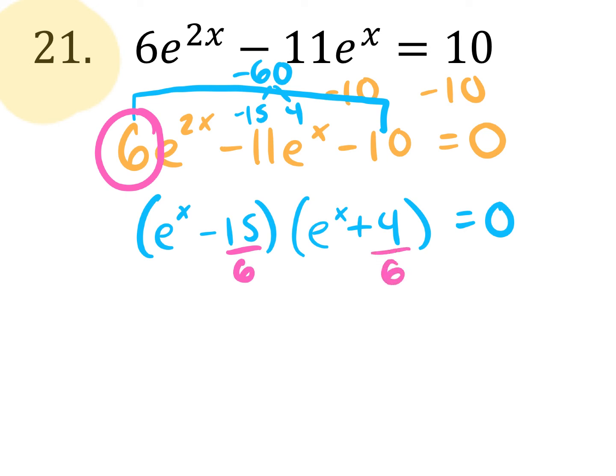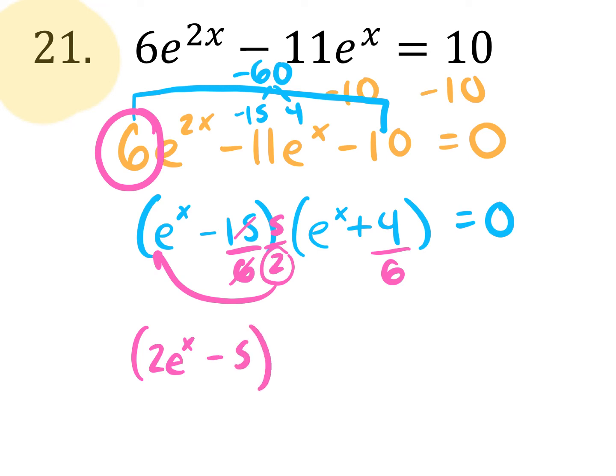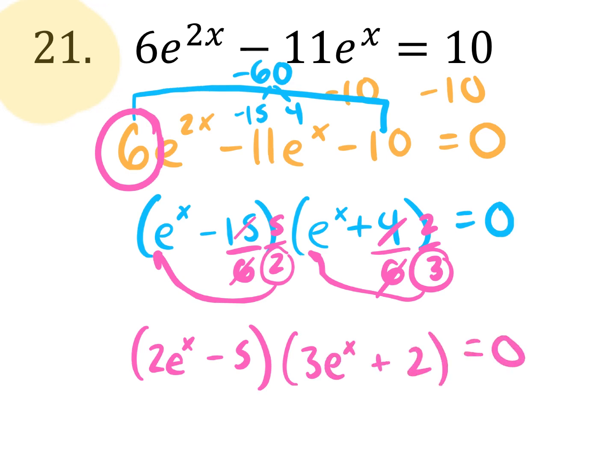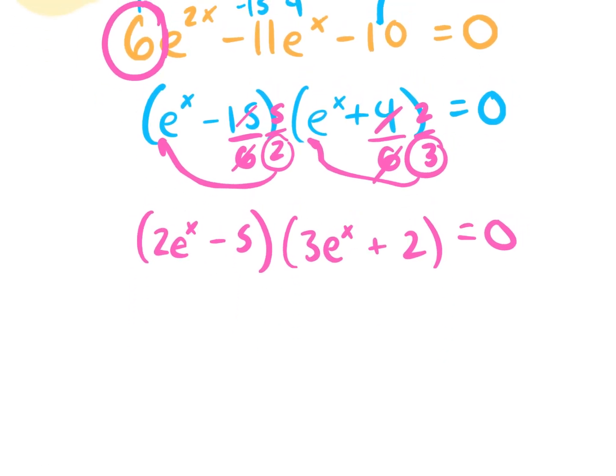We can simplify these fractions. So 15 over 6, we can divide them both by 3. So that would be 5 over 2. And I can move the 2 in front of the e. So that would be 2 e to the power of x minus 5. 4 over 6, we can divide them both by 2. So that would be 2 over 3. Move the 3 in front. So that would be 3 e to the power of x plus 2. What would I do next? Set them both equal to 0, and then we solve.